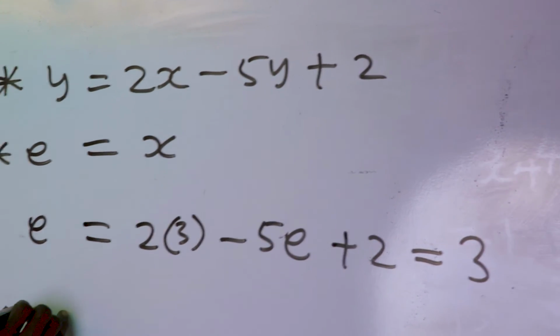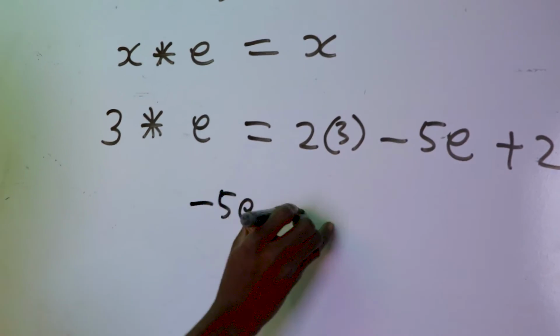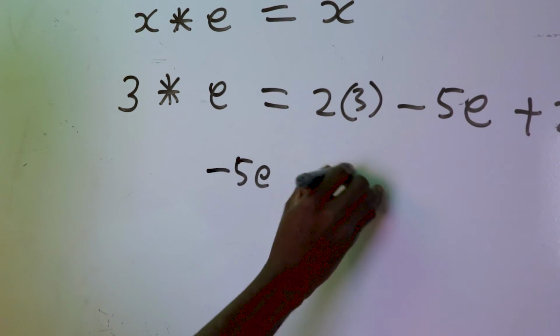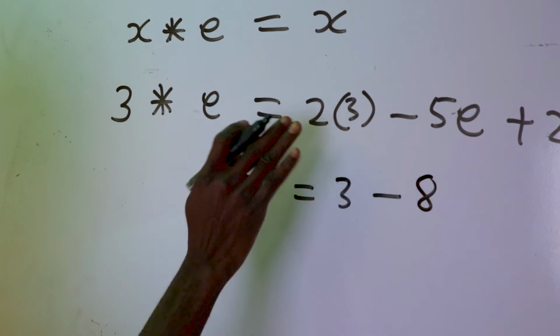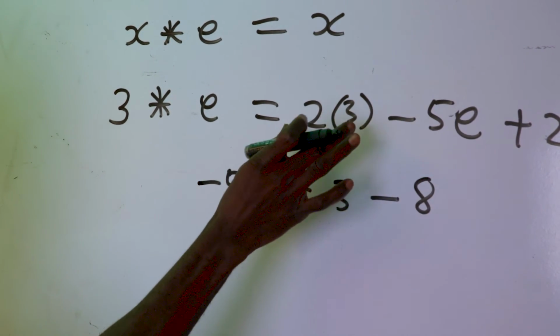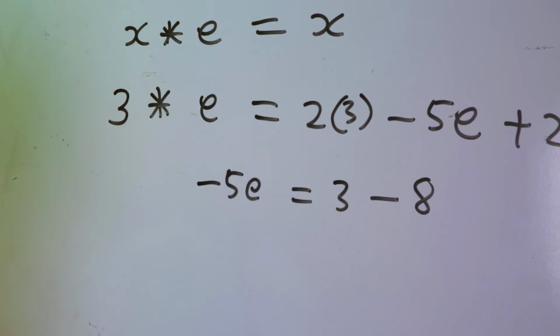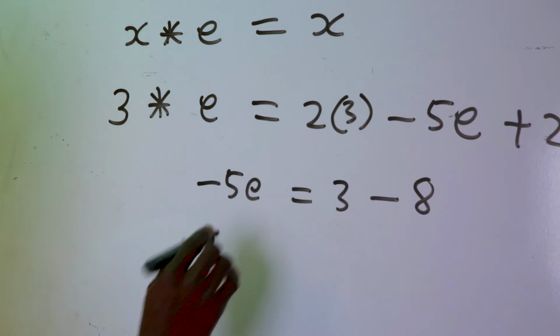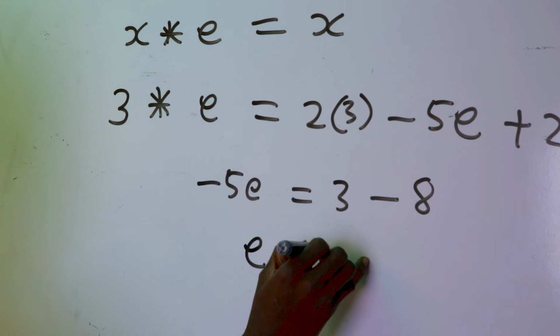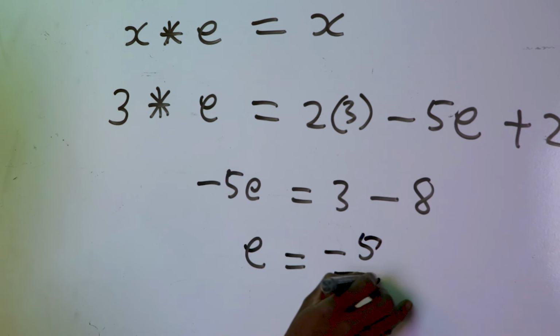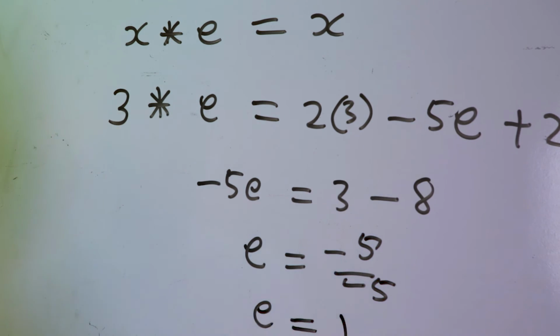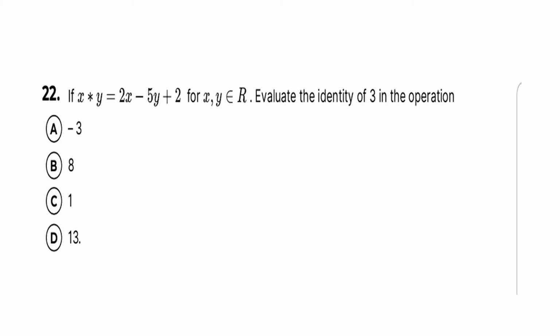So that tells us that minus 5e equals 3 minus 8, where our 8 is being obtained by multiplying 2 by 3, adding it to 2. That gives us 8. So e now will give us minus 5 over minus 5, and e equals 1, which is option C in the question.